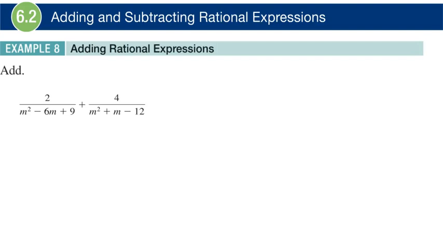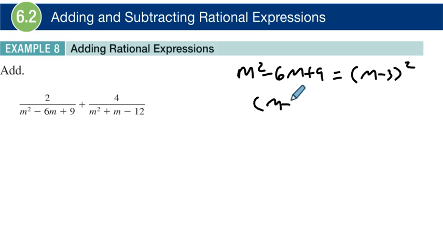Our last example for this section 6.2. As we always start off, we want to find our common denominator first. So let's go ahead and factor each of these and then find out what that common denominator is. If we look at m squared minus 6m plus 9, if you notice, that is a binomial squared. That's m minus 3 squared, or you can look at it as m minus 3 times m minus 3.